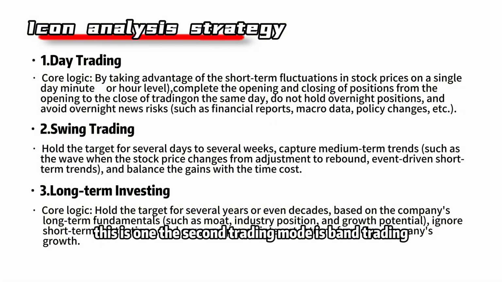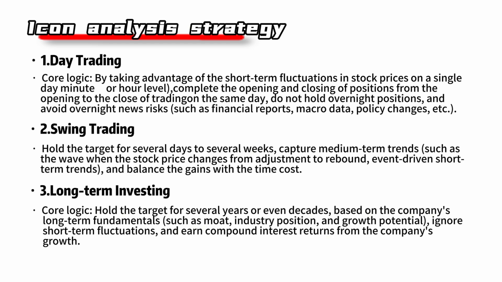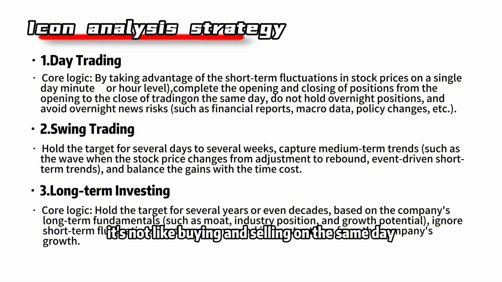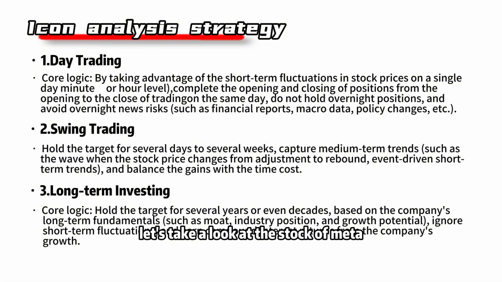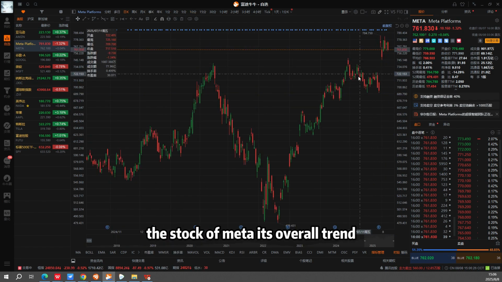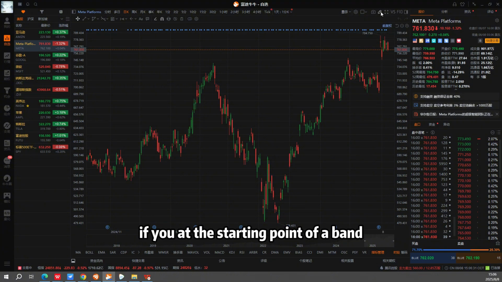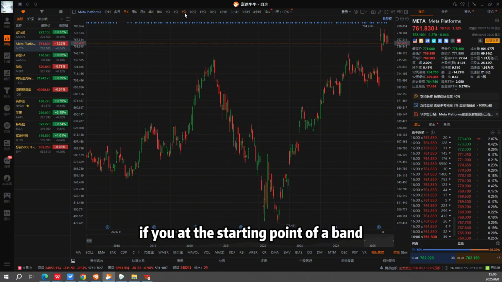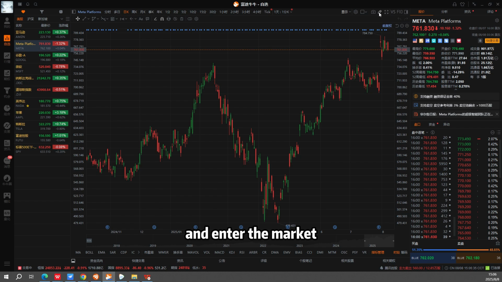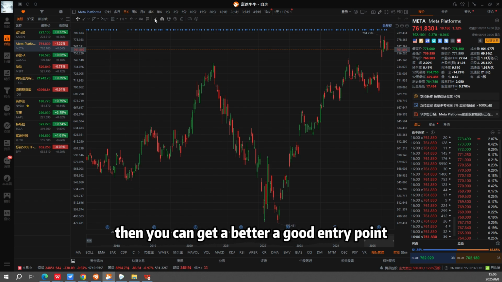This is one. The second trading mode is band trading. It means holding for several days to several weeks. It's not like buying and selling on the same day. If you want to catch a band, let's take a look at the stock of Meta. Its overall trend is a trend of shock and rise. If you are at the starting point of a band and enter the market, then you can get a good entry point.